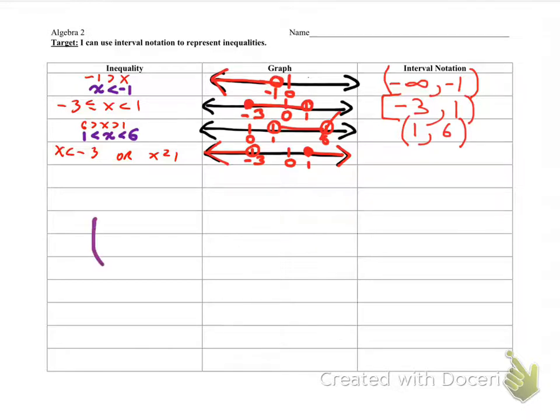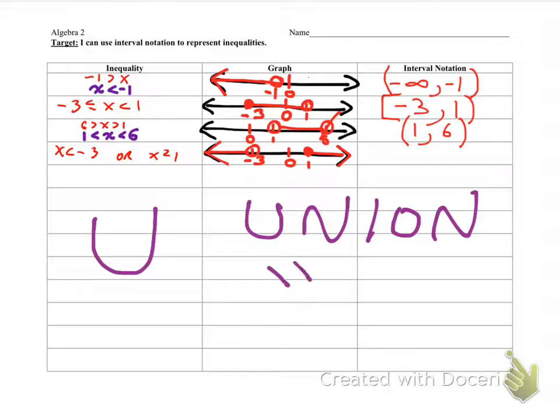We use a U, which means union, and is used for representing or inequalities. For or inequalities, all we do is represent whatever intervals are there and then join them together in the middle with the U. So go ahead, pause the video and try that.